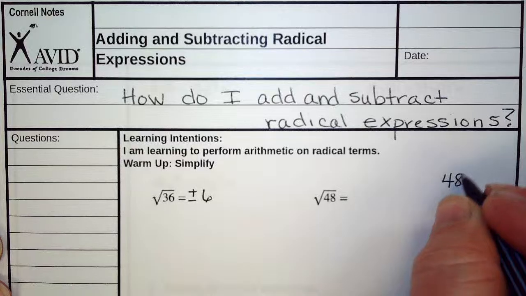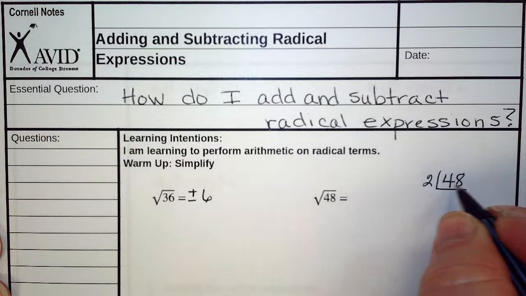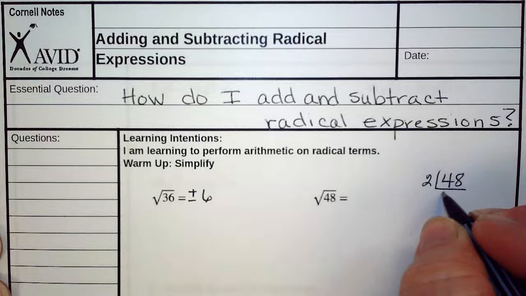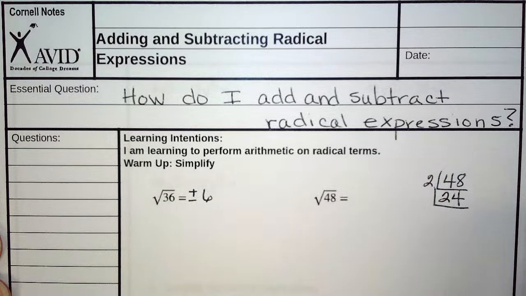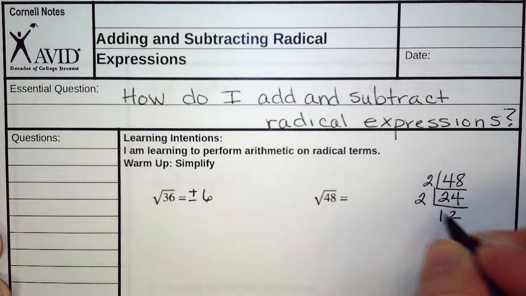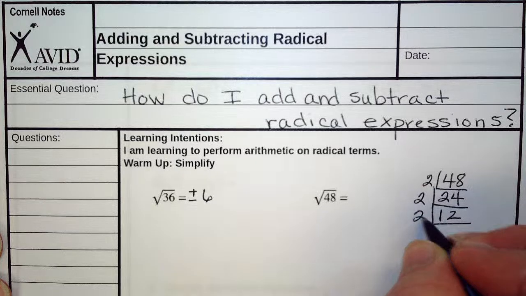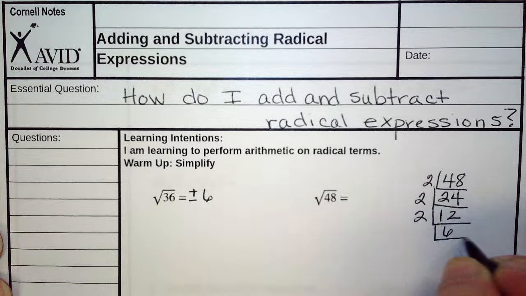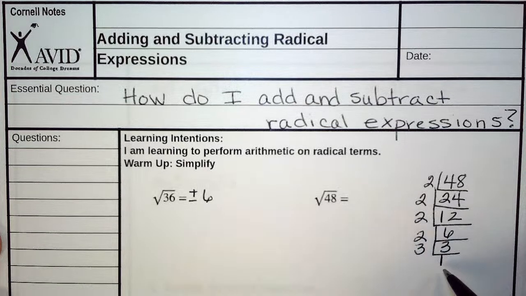Let's do our ladder division. 48 is divisible by 2. 48 divided by 2 is 24. 24 is divisible by 2. 24 divided by 2 is 12. 12 is divisible by 2. 12 divided by 2 is 6. The factors of 6 are 2 and 3. 3 is prime, so when I factor out 3, I get 1. When I have 1, then I am done.